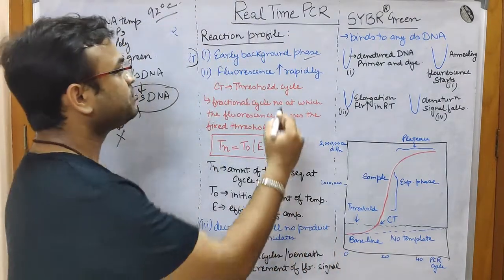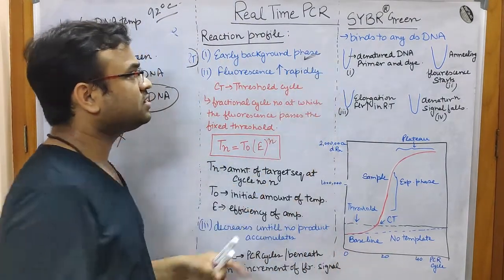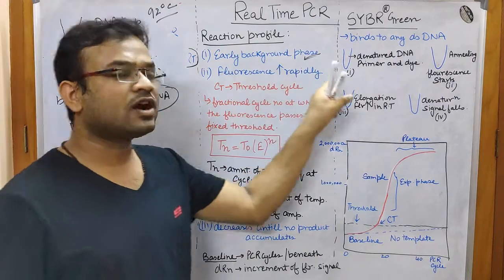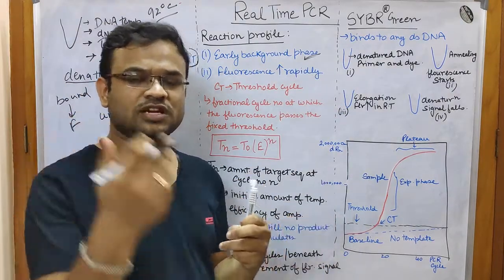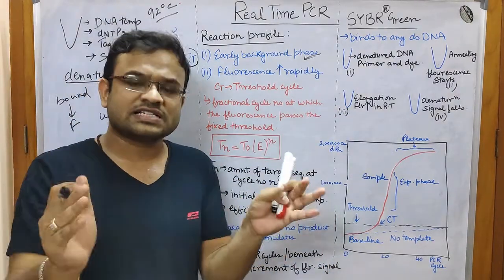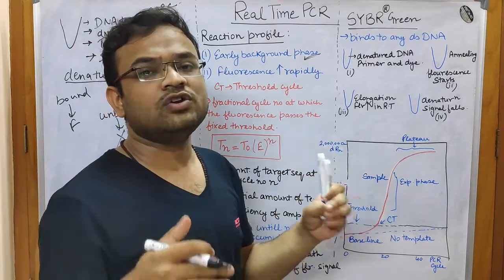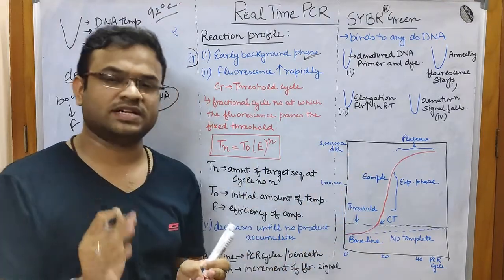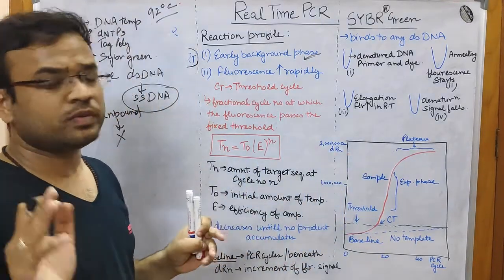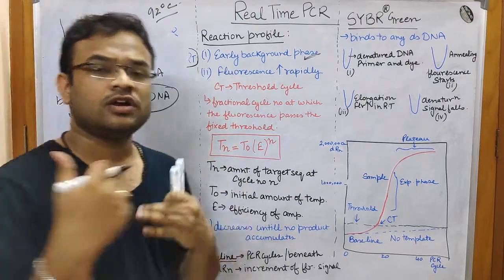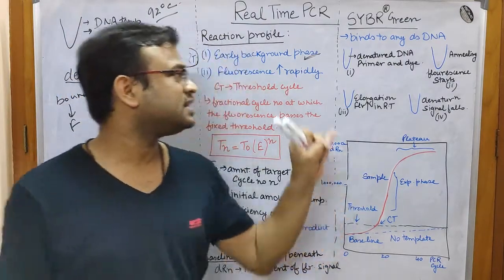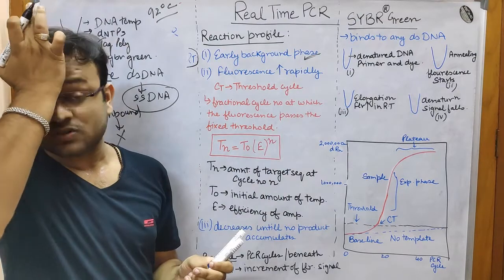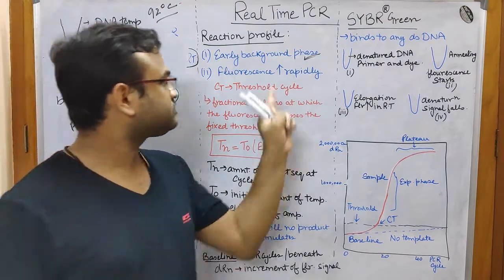So this is what we have written, that in the early reaction, it would be in the background phase. Background phase means the fluorescence would be just like background noise and no detectable fluorescence would be present, right? Understood? I guess this would be very clear to you. In the first phase, no detectable fluorescence would be present, and this is called the early background phase.